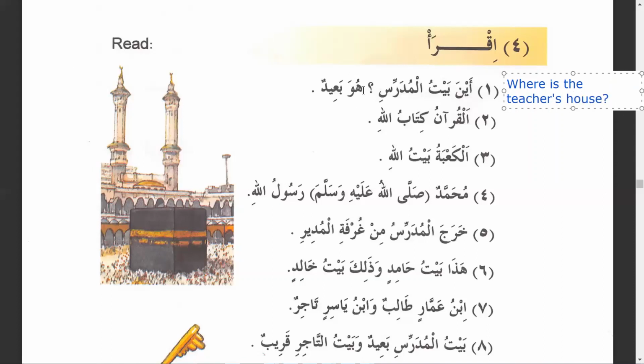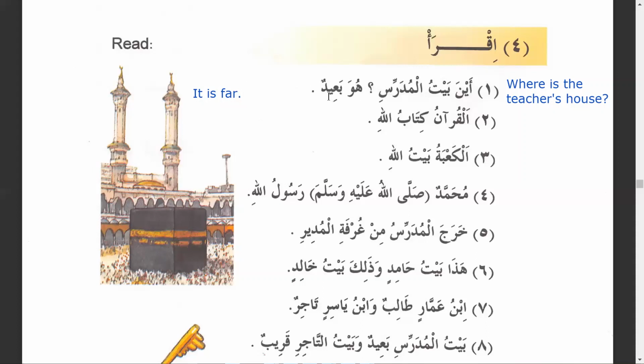Now, huwa ba'idun. Huwa ba'idan. It is there. Ba'idun means far. Qaribun means near. Ba'idun, far. Okay? It is far. Now we know the translation.